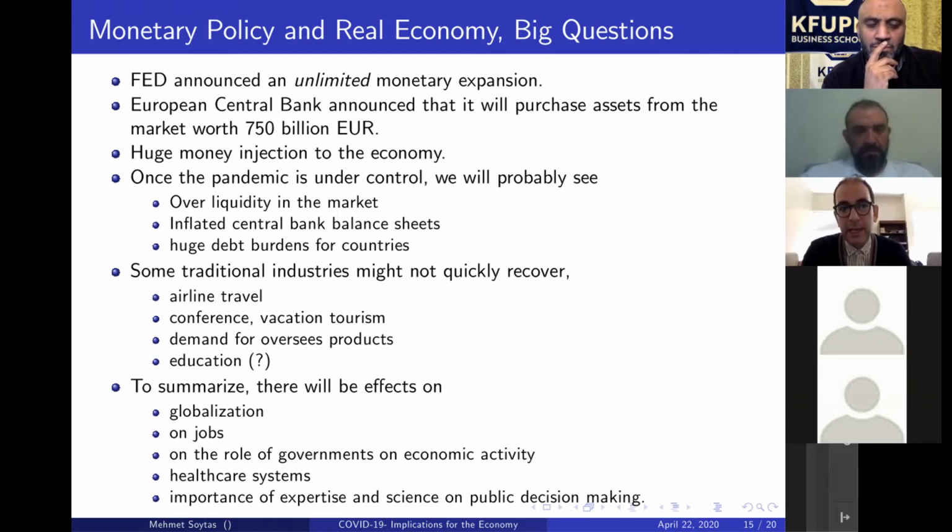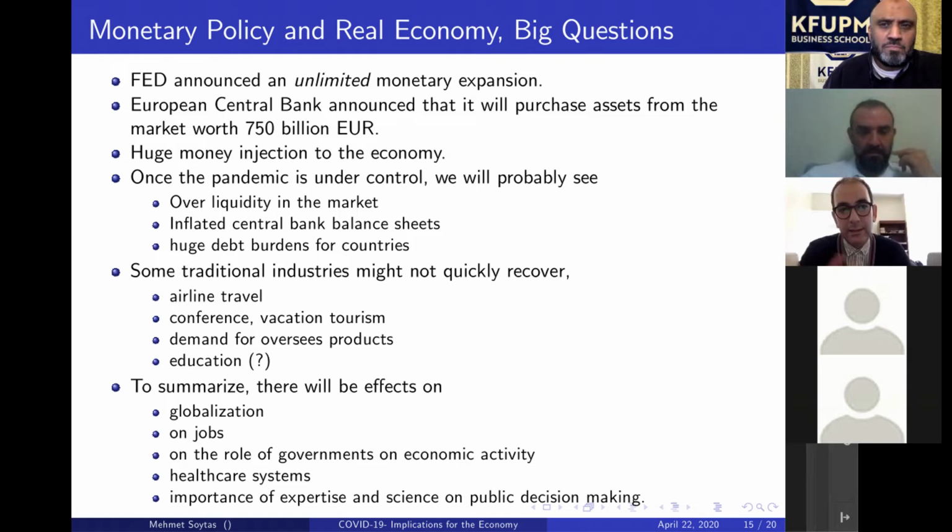Okay, one thing is airline travel. People are really suspicious about that, and even if the pandemic is under control in the northern hemisphere, there will be a risk that it increases in the southern part. So probably airline travel will suffer for a while even after the pandemic is under control.